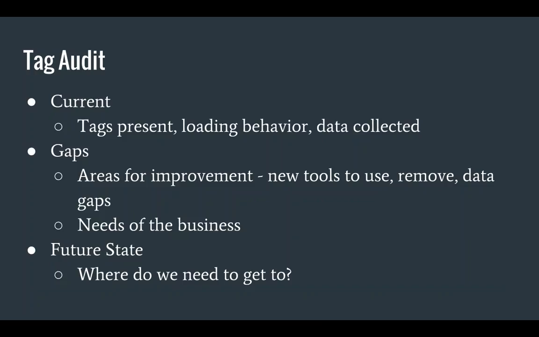How I really like to think about tag audits is as 3 different goals. The tag audit is to really see what that current state is. What is the layout? What does the playing field look like? Tags present, loading behavior, data collected, so that we can then start to identify gaps and areas for improvement. So what new tools can we use? What old tools are still sitting on the site that need to be removed? Where are the gaps in collection?